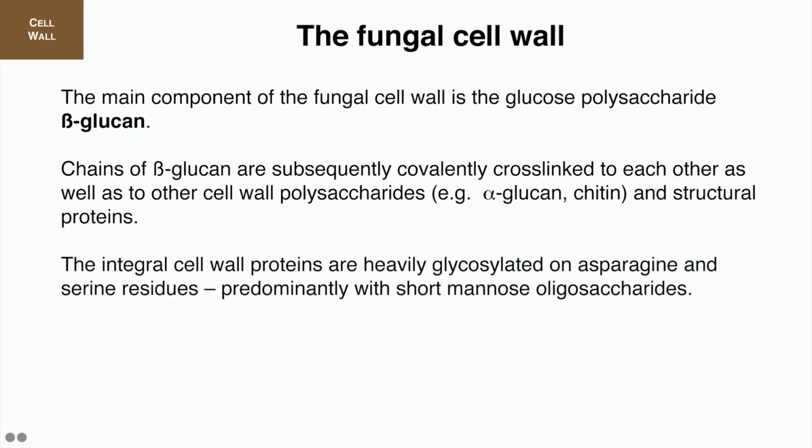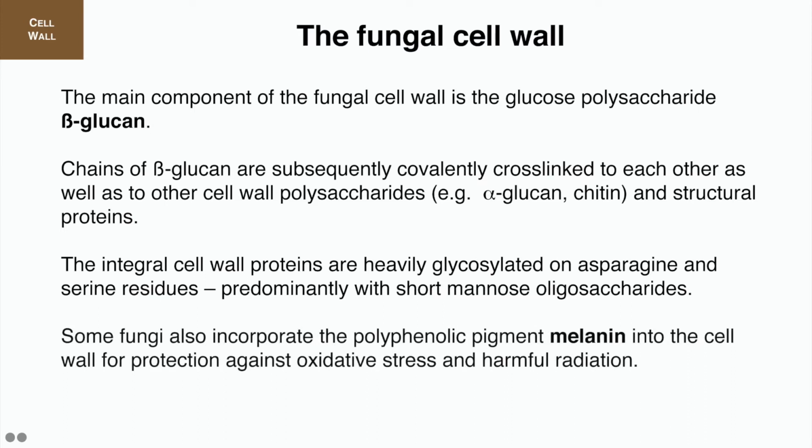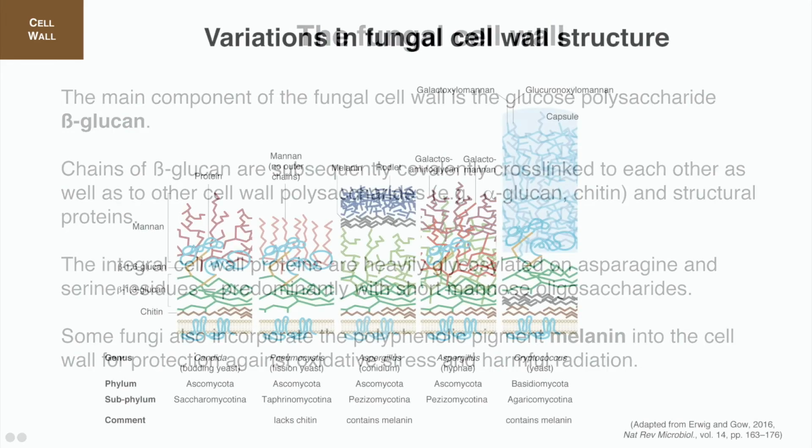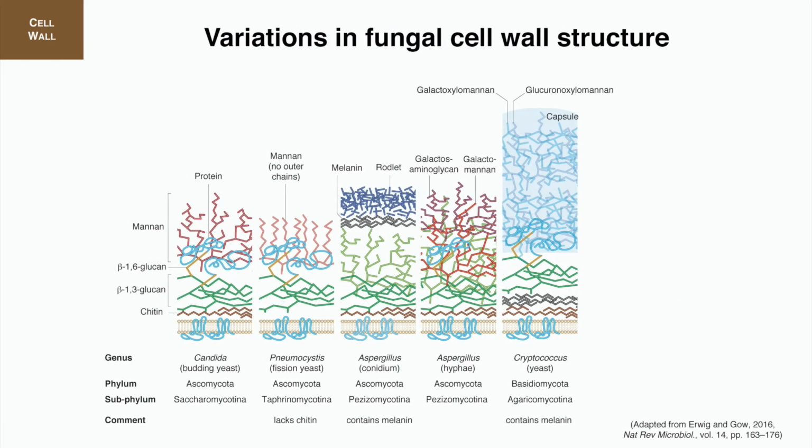The integral cell wall proteins are heavily glycosylated on asparagine and serine residues, predominantly with short mannose oligosaccharides. Some fungi also incorporate the polyphenolic pigment melanin into the cell wall for protection against oxidative stress and harmful radiation. This diagram shows the variation that can be seen in fungal cell wall structure between different species.